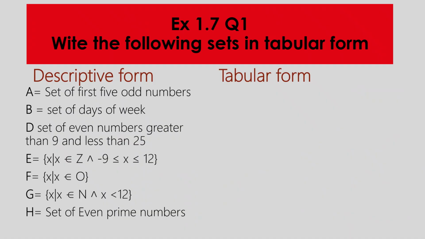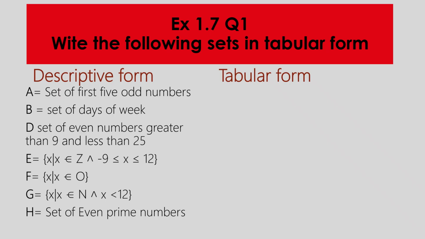Now let's start our exercise. This is exercise 1.7, question number 1. Write the following sets in tabular form. Here we have been given the descriptive form and we have to convert it into tabular or roster form. First is set A, the set of first 5 odd numbers. Now keep two things in your mind. You have to write the capital letter as it is. Then you will put the curly bracket, and you have to write the numbers or letters instead of this statement. Here we have the set of first 5 odd numbers.